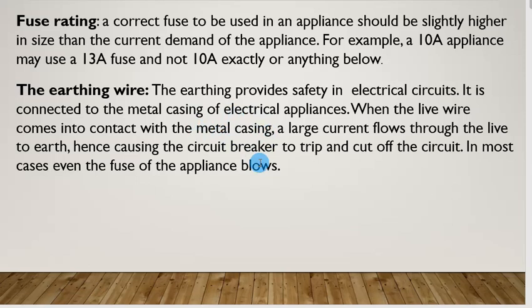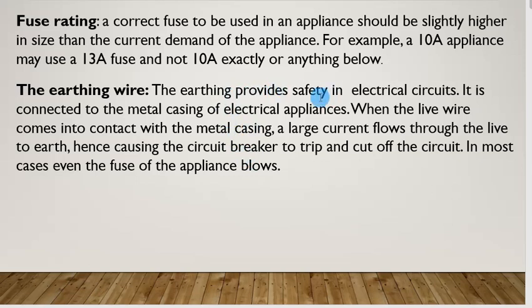So when current flows through the earthing, because the live is in contact with the metal casing, and the metal casing is in contact with the earthing, it's like the live is now connected to the earthing. This will allow a large current to pass through the earthing than usual, and then the breaker will trip, protecting you from being given an electric shock, which can even result in death or electrocution. So that's the function of the earthing.